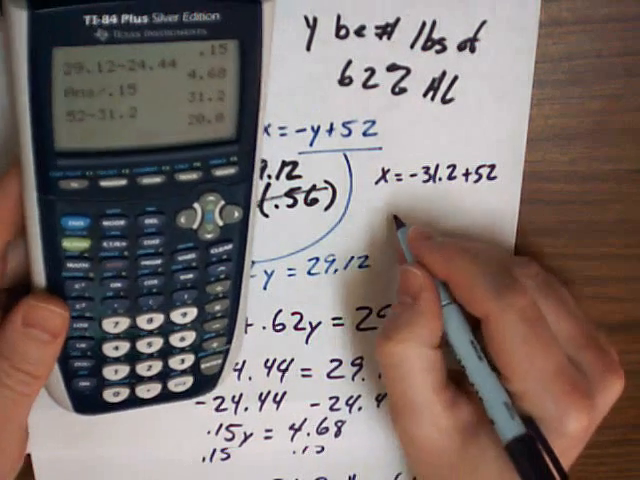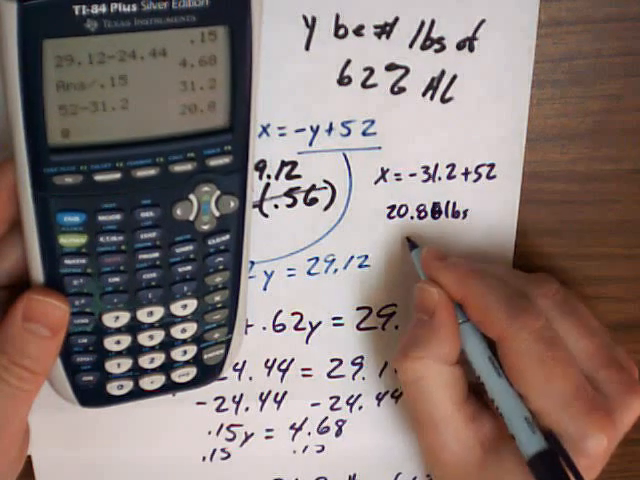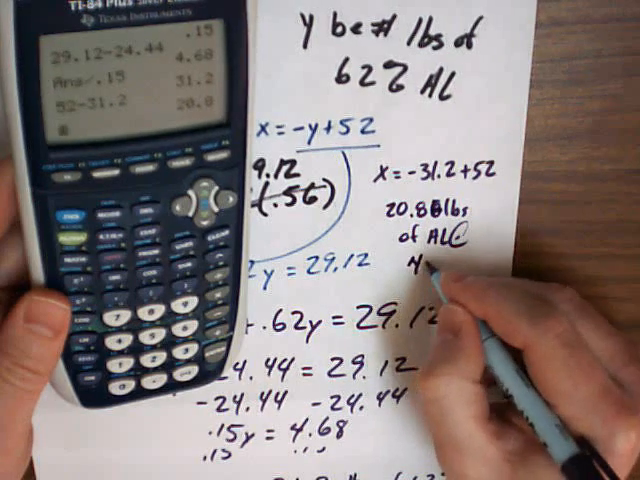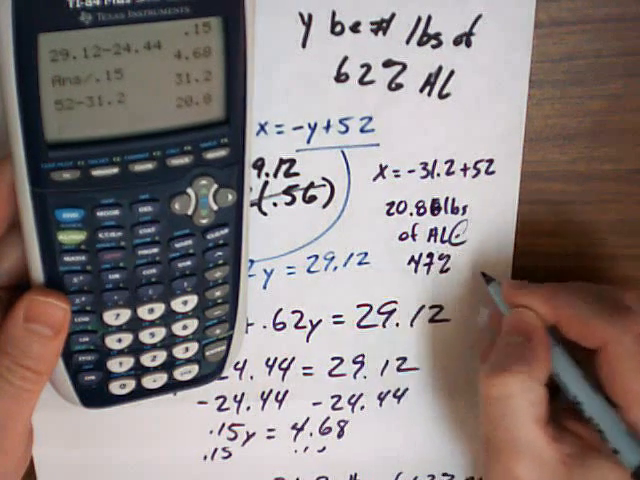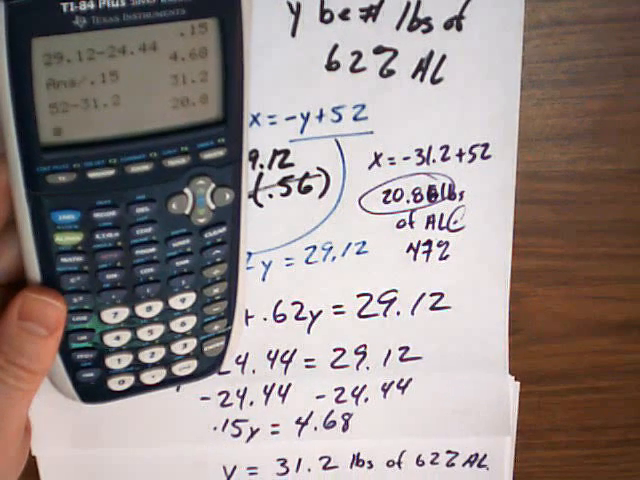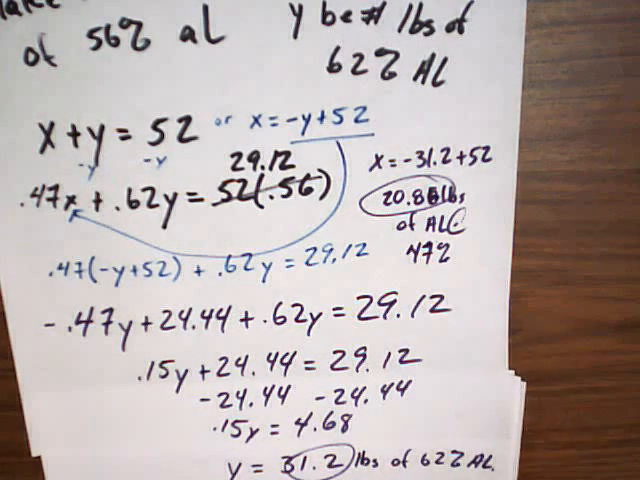So that means we have 20.8 pounds of aluminum at 47%. So there's one answer. I have my other answer down here. You punch it into the boxes that it wants you to. It will actually prompt you which boxes go with which ones. So it says right here, pounds of aluminum and all that good stuff.